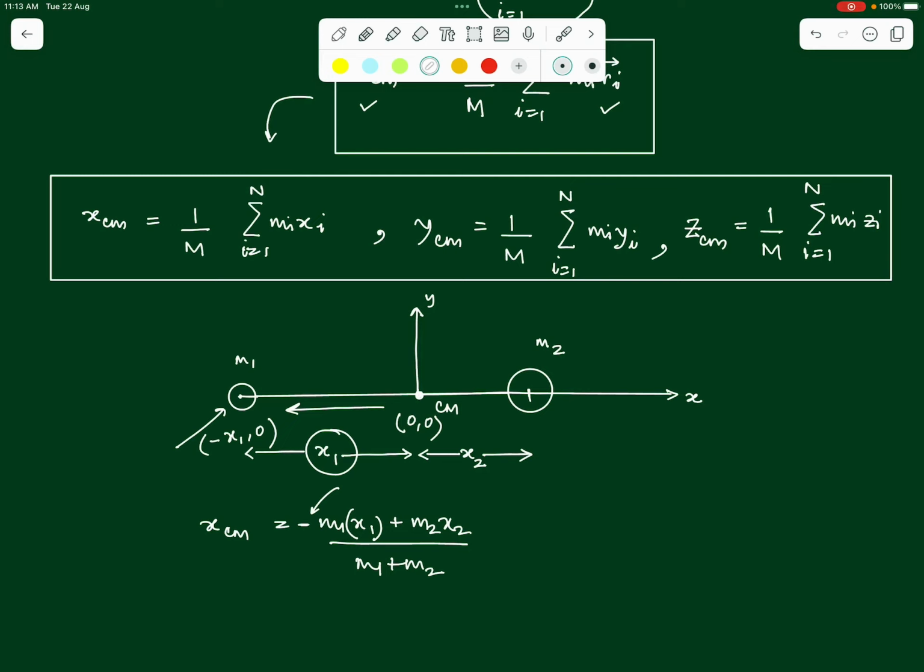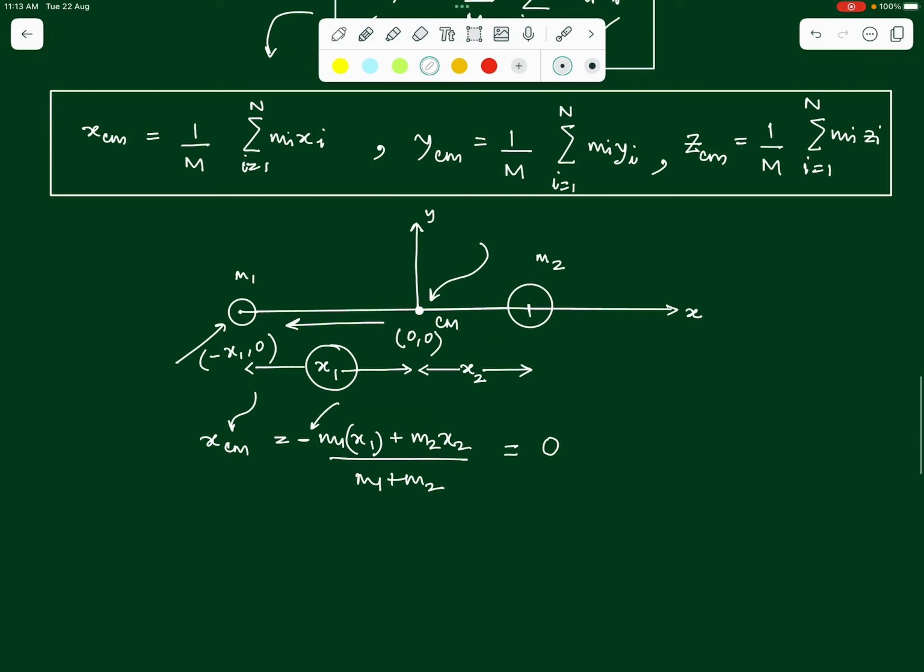The second thing is that we are getting the center of mass now at the origin, so the x coordinate of the center of mass is actually 0. So this has to be equal to 0. Now what do we understand from here? See that m1 plus m2 can be taken to the other side and it will become 0, and we will get minus m1 x1 plus m2 x2 is equal to 0, right?